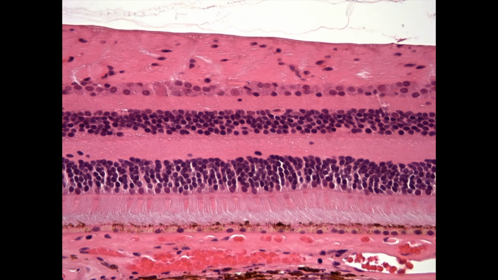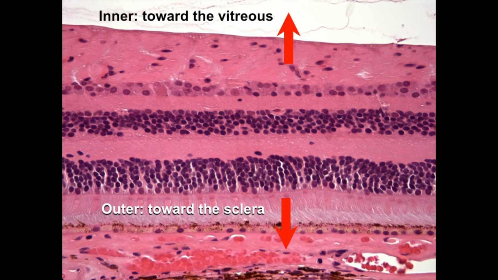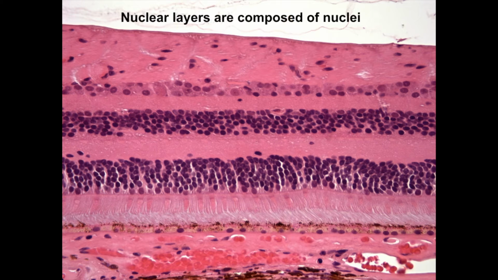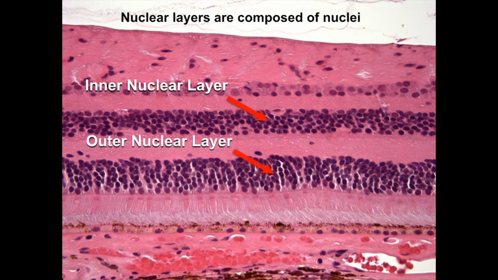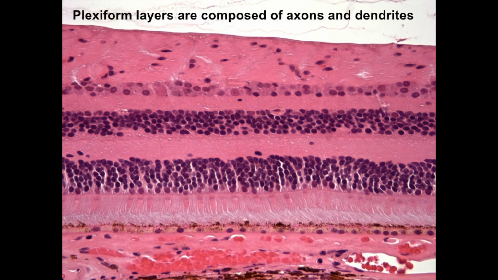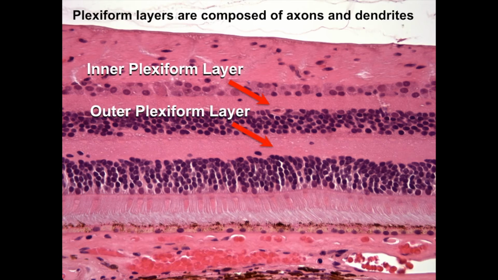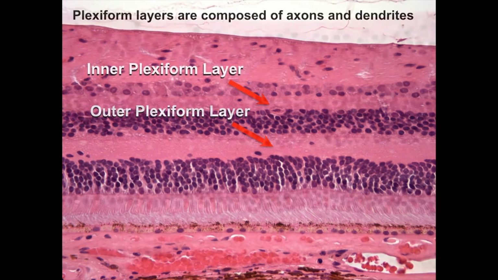Retinal layers located toward the vitreous are called inner. Layers located toward the sclera are called outer. The nuclear layers of the retina are composed of cell nuclei. They include the inner nuclear layer and the outer nuclear layer. The plexiform layers of the retina are composed of axons and dendrites. They include the inner plexiform layer and the outer plexiform layer.